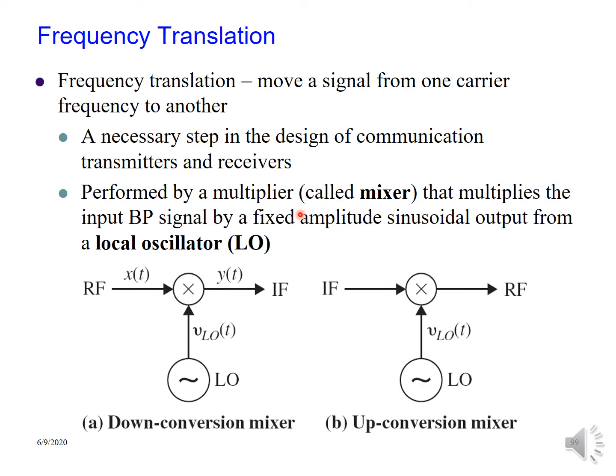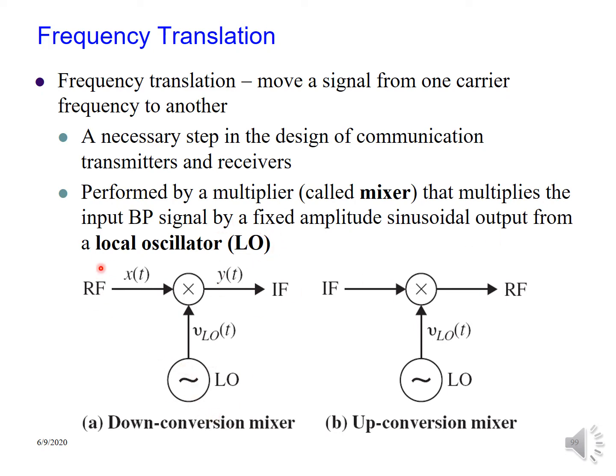Why? Because we cannot have the same frequency at the receiver or transmitter at all places. So we have to translate it or move it to another frequency. Okay, the device that does this we call a mixer, or multiplier. We can always see this X sign that multiplies the input bandpass signal, where usually we have RF or IF, by a fixed amplitude sinusoidal output from a LO. LO is the local oscillator.